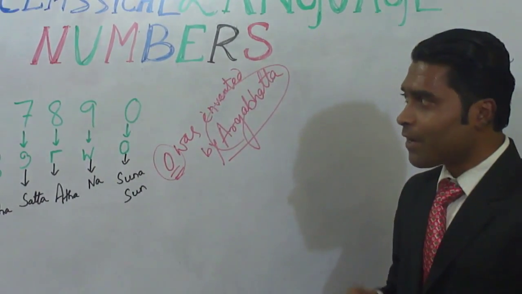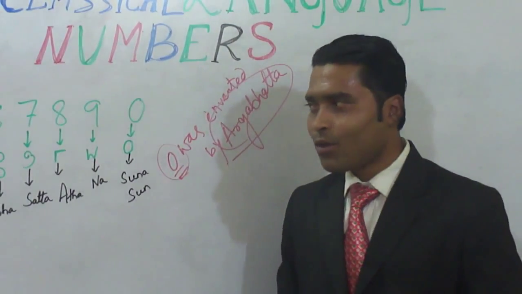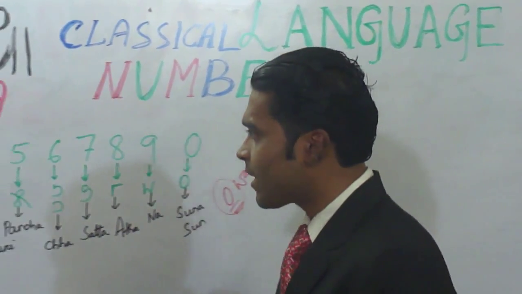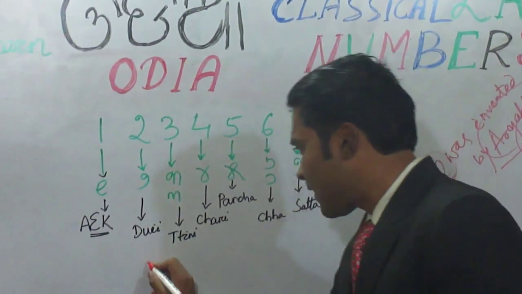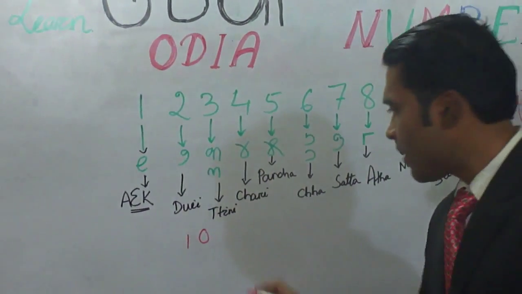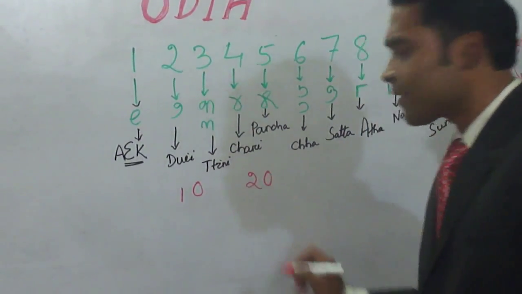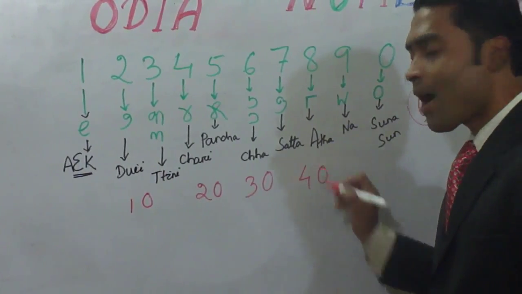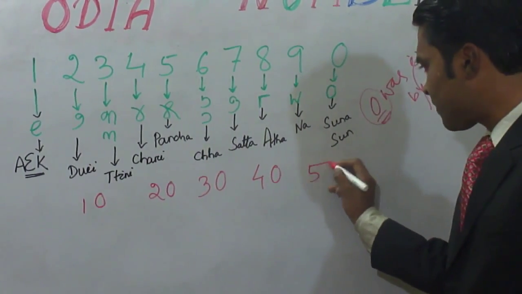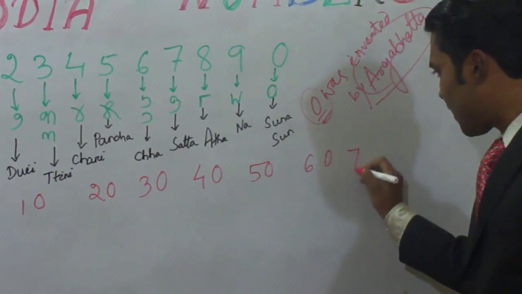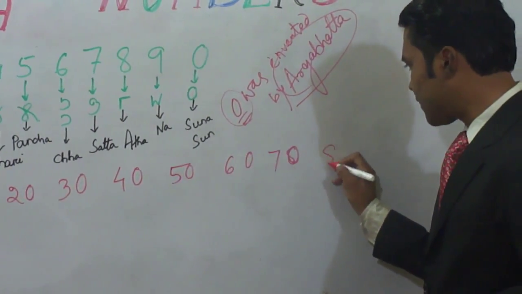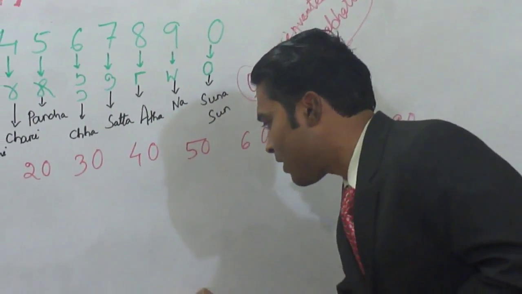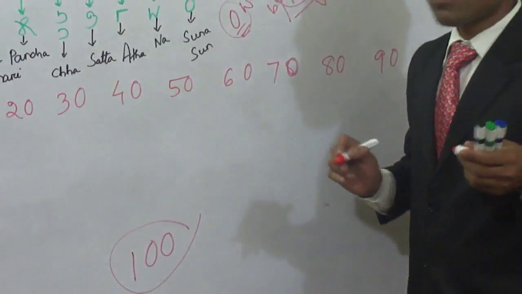Then let me clear that after zero, you have to connect all other numbers. Like if I write 10, how will you write? If I write 20, 30, 40, how will you write in ODIA? 50, 60, 70, 80, 90, and at last 100. Anyway, so you just see.